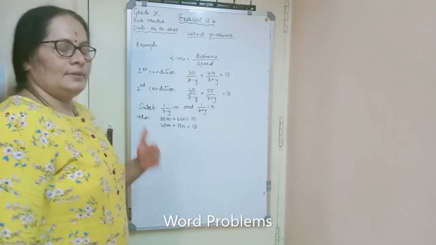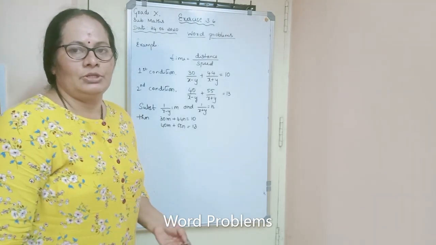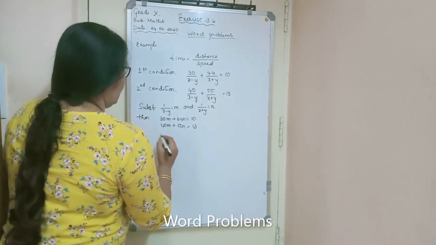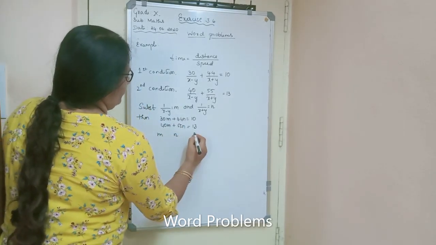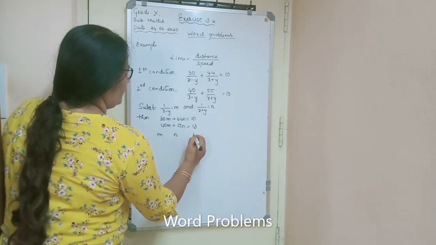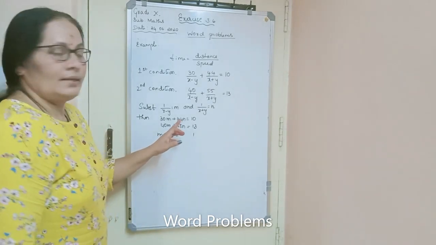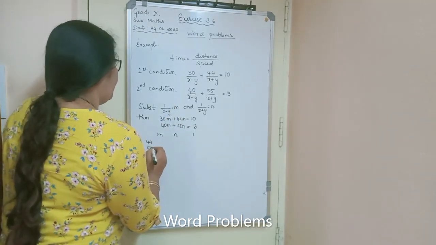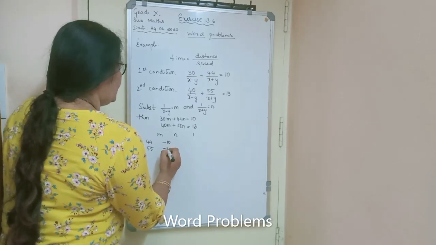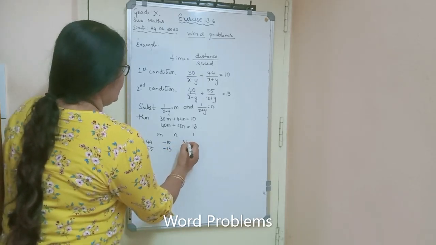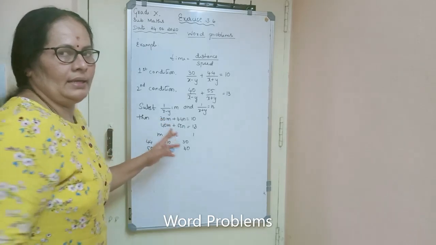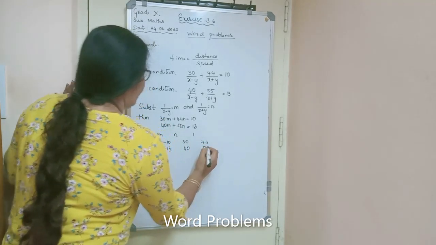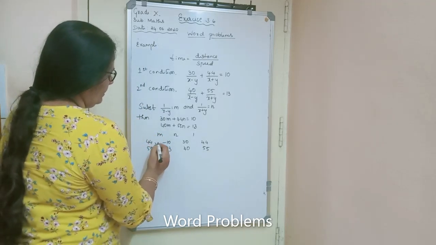Now you can simplify using cross multiplication or any other algebraic method. Now I am using the cross multiplication method. First we will write here the y coefficients, that is 44, 55. Then the constant terms, then the x coefficients, here m and n we are using. Okay, then 44 by 55. Cross multiply.